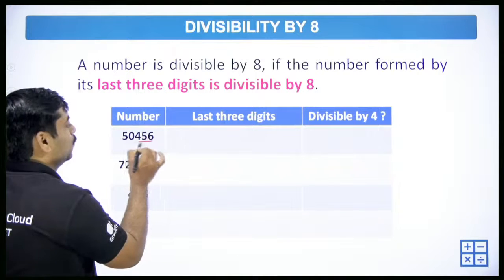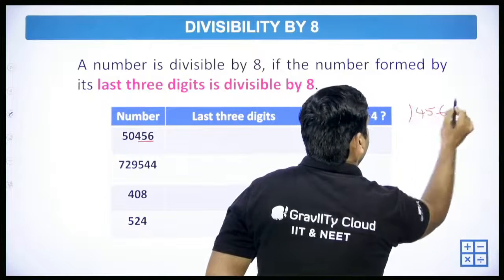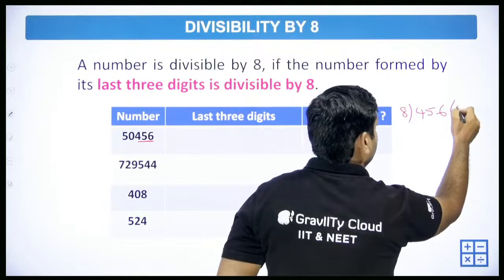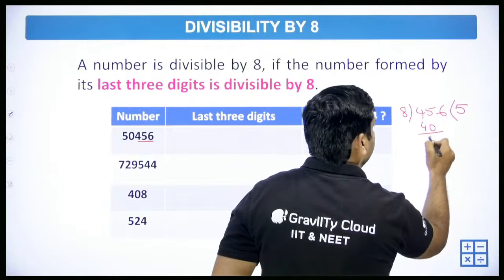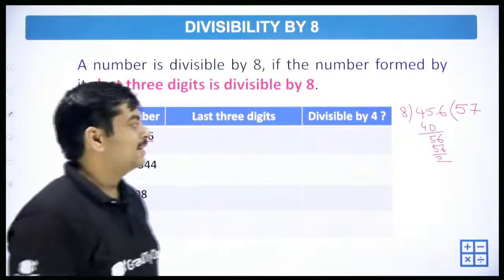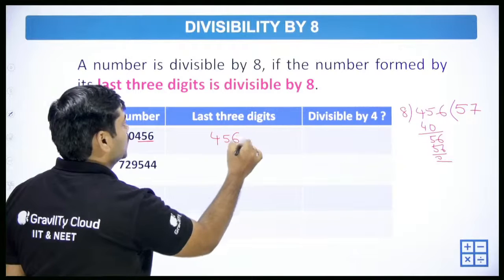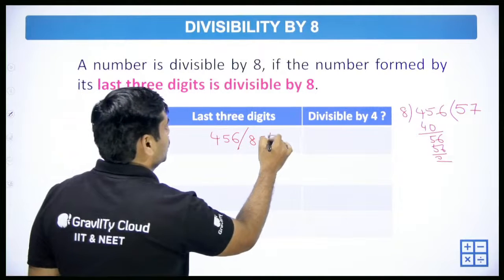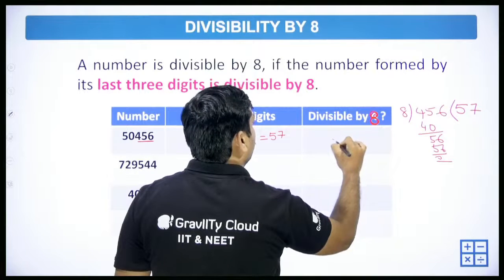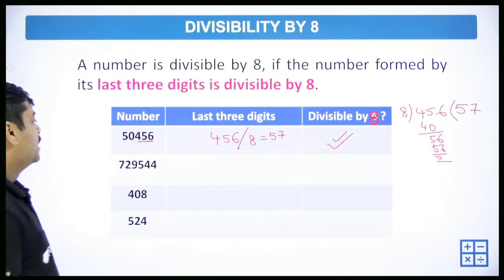50456. We need to check with 456. We need to manually check the last 3 digits, 456, with 8. 8 5s are 40. We are left with 56. 7 8s are 56. So 8 into 57 is 456, which is divisible by 8 and gives you 57. So yes, it is divisible by 8.